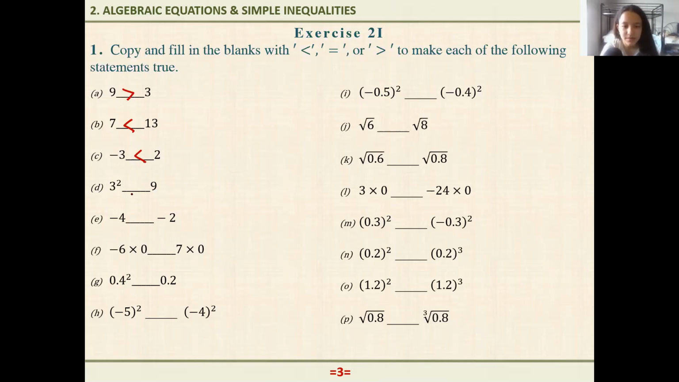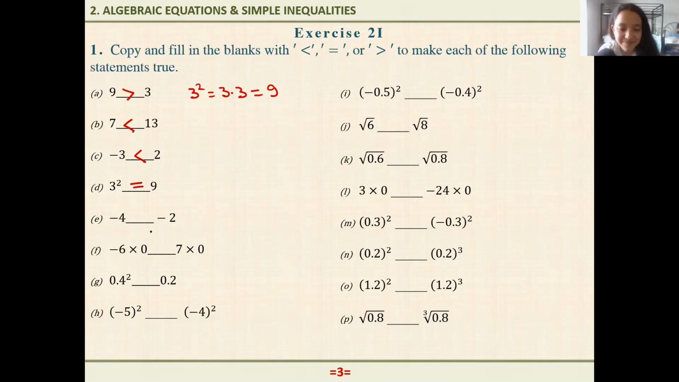What is 3 squared? Does that mean 3 times 2? No. Shahina, you are scaring me. 3 squared means 3 times 3, which is equal to 9. So 3 squared is 9. So they are equal to each other, right?